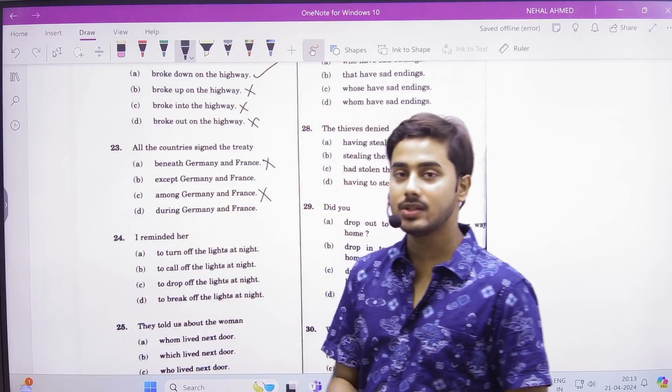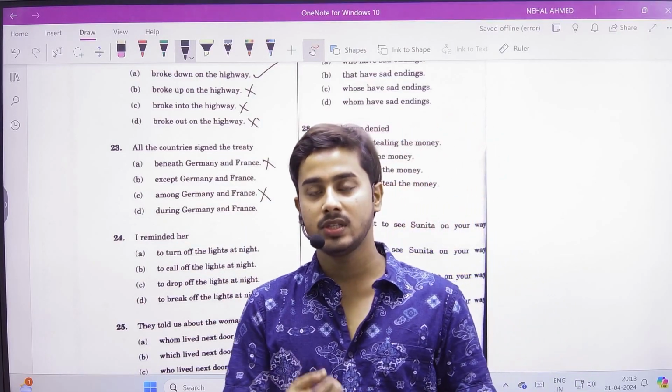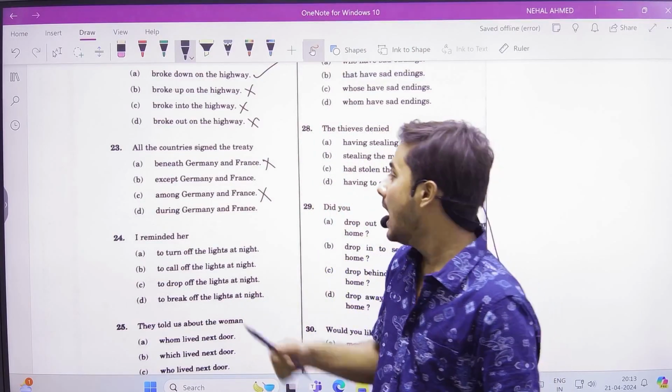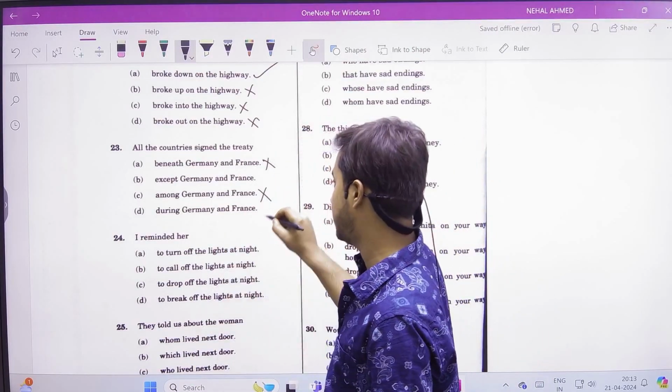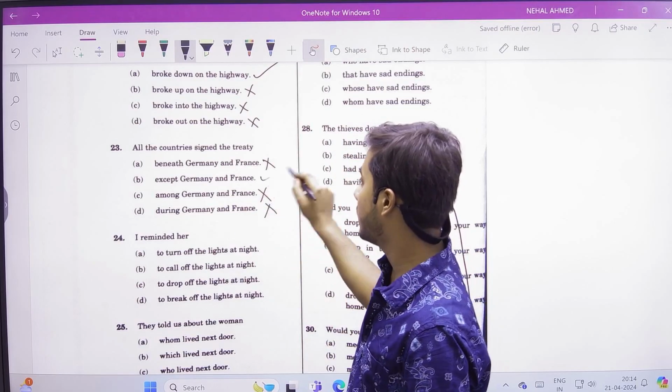During Germany and France, so during is basically a word that we associate with time periods, and Germany and France are proper nouns, so this too again is wrong. So the correct option is except.